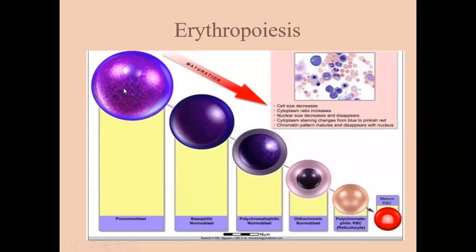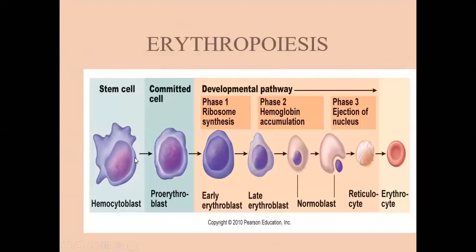So here, less cytoplasm, large nucleus, but as the cell matures, cytoplasm ratio increases, nucleus size decreases, and finally disappears. Cytoplasm staining changes from blue to pinkish red. So you remember, cytoplasmic maturation is by hemoglobin formation, and nuclear maturation is by DNA maturation. So this is the hemocytoblast, proerythroblast, early erythroblast, late one. Here hemoglobin is being formed, then the nucleus is thrown out, and this is the reticulocyte with small threads within it, and the RBC.